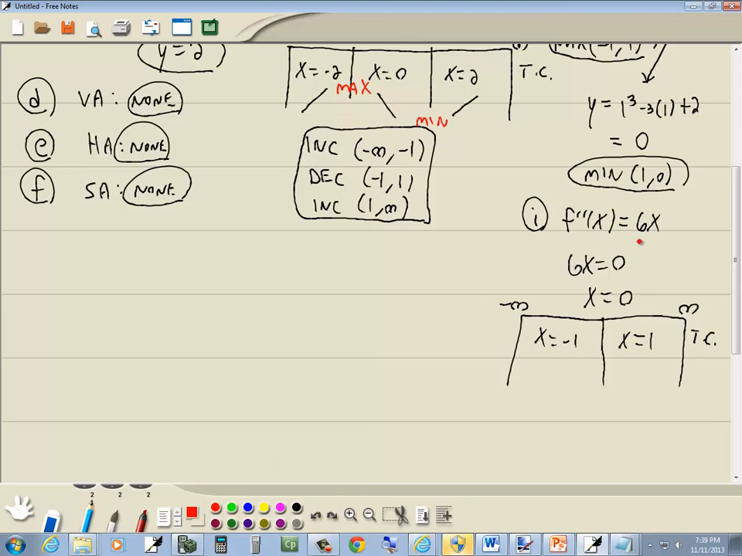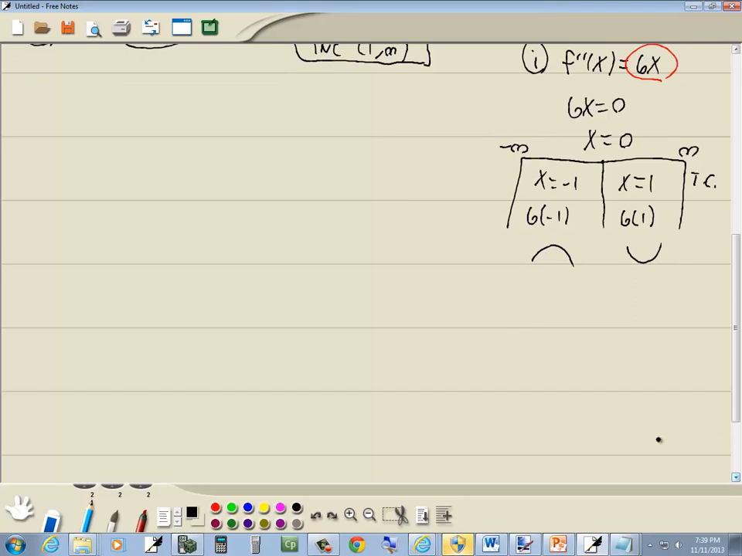Now we want to plug those into our second derivative, which is 6x. So I got 6 times negative 1 and 6 times positive 1. 6 times negative 1 is negative, so it's concave down. 6 times 1 is positive, so it's concave up. So it's concave down from negative infinity to 0, and then it's concave up from 0 to positive infinity.